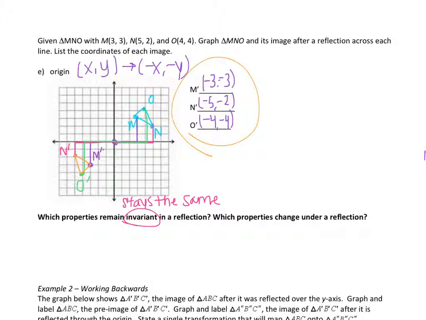So in a reflection, what properties stay the same? Well, the first thing that we need to talk about is the size, or the distance, or the length. All of them are talking about the same exact thing. It stayed the same size. Another thing is angle measure.